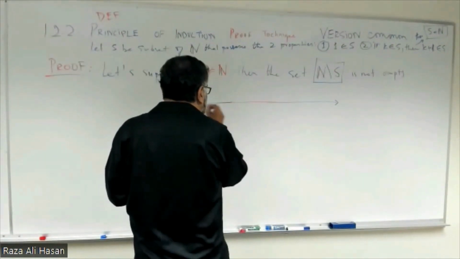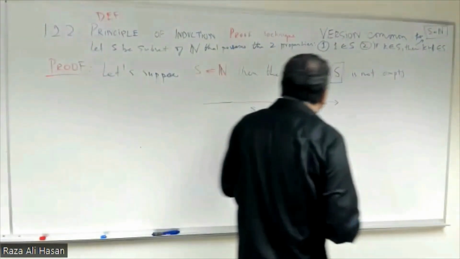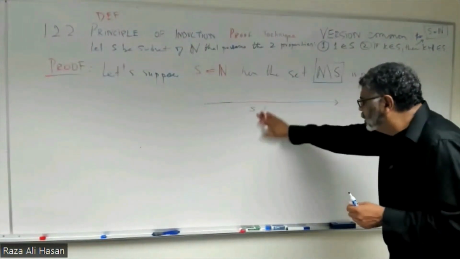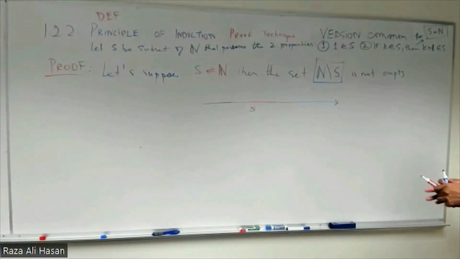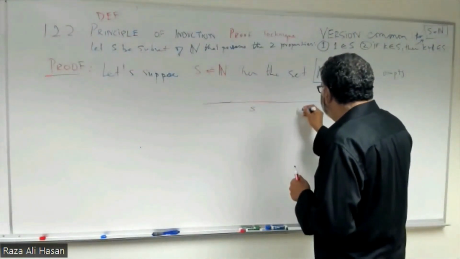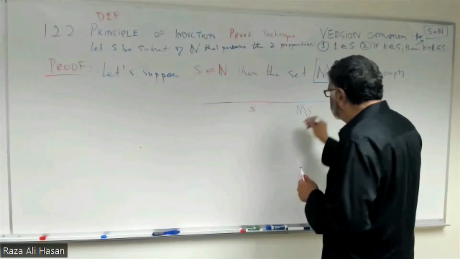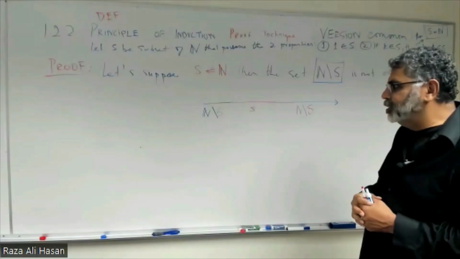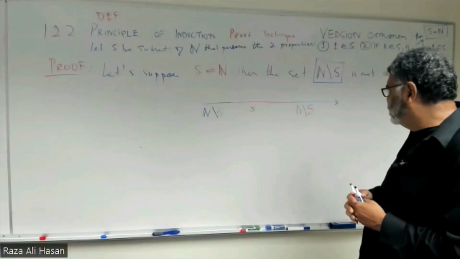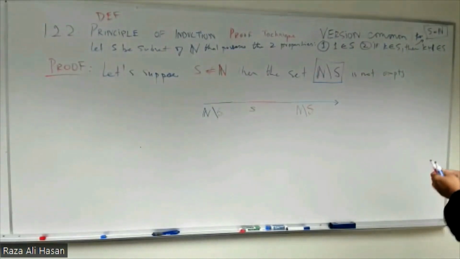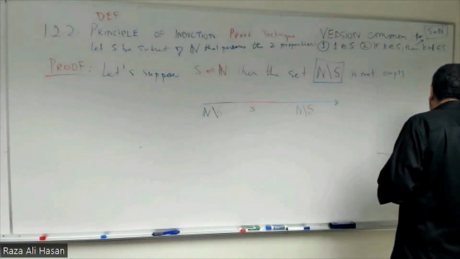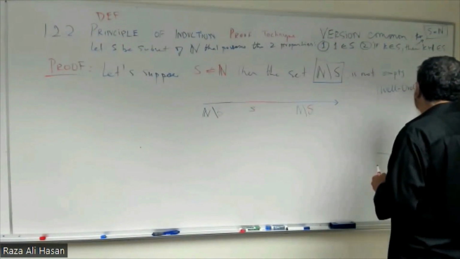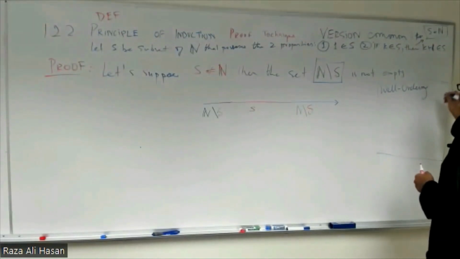So let's just think again about this. This is S. Then this part is... there's a principle called the well-ordering principle. I'm going to write it here in a box. I should have gone over that, I forgot about that. There's a proof for this one too, but we are not going to do that.